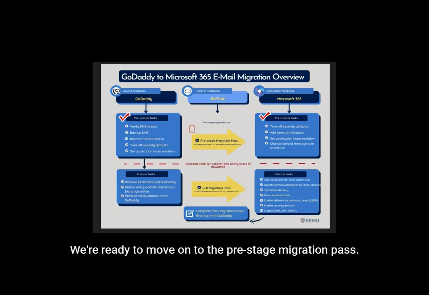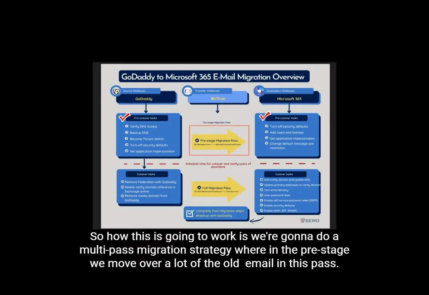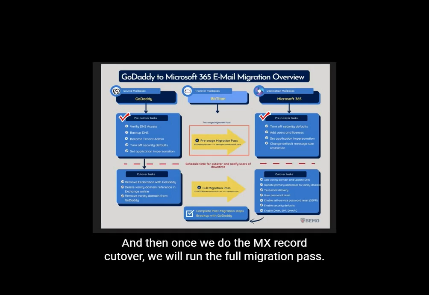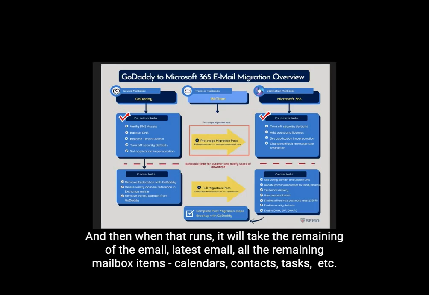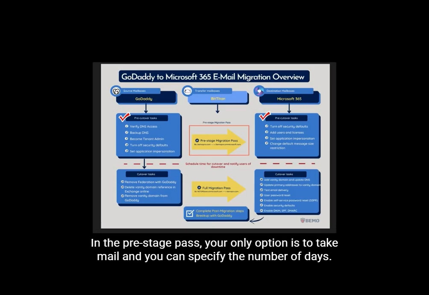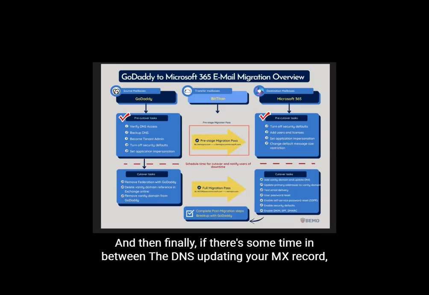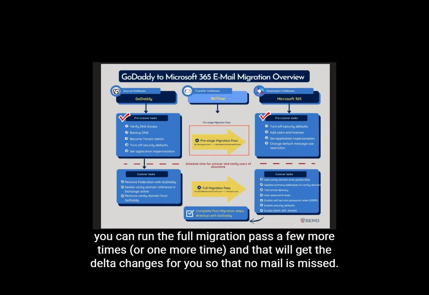We're ready to move on to the pre-stage migration pass. So how this is going to work is we're going to do a multi-pass migration strategy where in the pre-stage we move over a lot of the old email in this pass. And then once we do the MX record cutover, we will run the full migration pass. And then when that runs, it will take the remaining of the email, latest email, all the remaining mailbox items, calendars, contacts, tasks, etc. In the pre-stage pass, your only option is to take mail, and you can specify the number of days. And then finally, if there's some time in between the DNS updating your MX record, you can run the full migration pass a few more times or one more time, and that will get the delta changes for you so that no mail is missed.